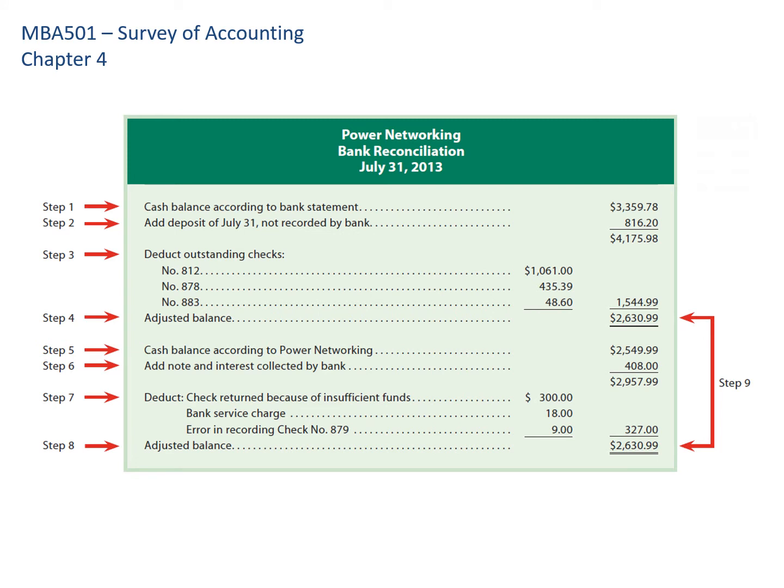So here's an example where the top portion shows the cash balance according to the bank of $33.59.78. There was a deposit not recorded by the bank, must have been made after hours. We add that, subtract those three outstanding checks, and they come to an adjusted balance of $26.30.99. Now we look at the company's checkbook. They have an ending balance of $25.49.99. There was a note and interest that was collected by the bank, so we'll add that. And then there was an NSF check, a bank charge, and then an error that was made that we found in the process that we should deduct from that balance. And so we end up with the same $26.30.99. So we're reconciled at that point.